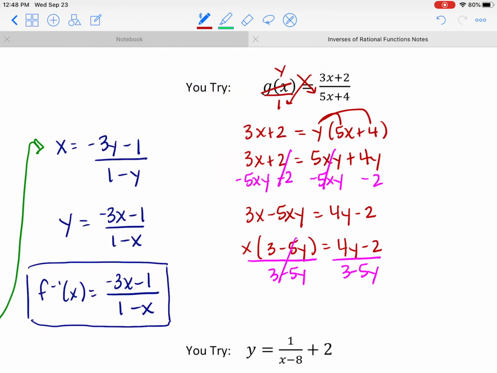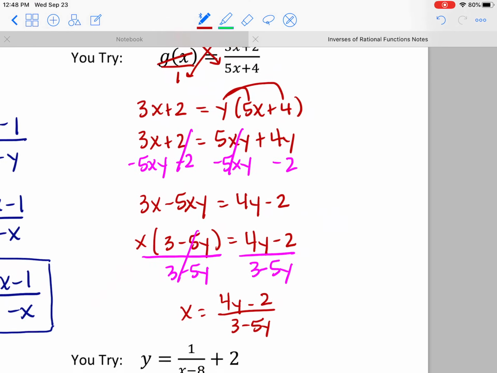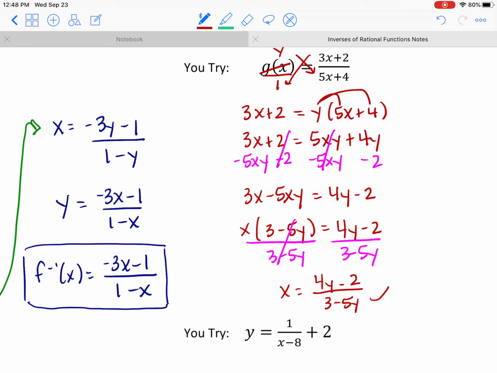And there it is. X is all by itself, equal to (4y minus 2) over (3 minus 5y). Okay? So now let's just finish this up. We're going to switch x and y. So y... why did I draw the arrow there and then not start there? It's just not my day, I think. Okay, so we're going to make this y equals (4x minus 2) over (3 minus 5x).